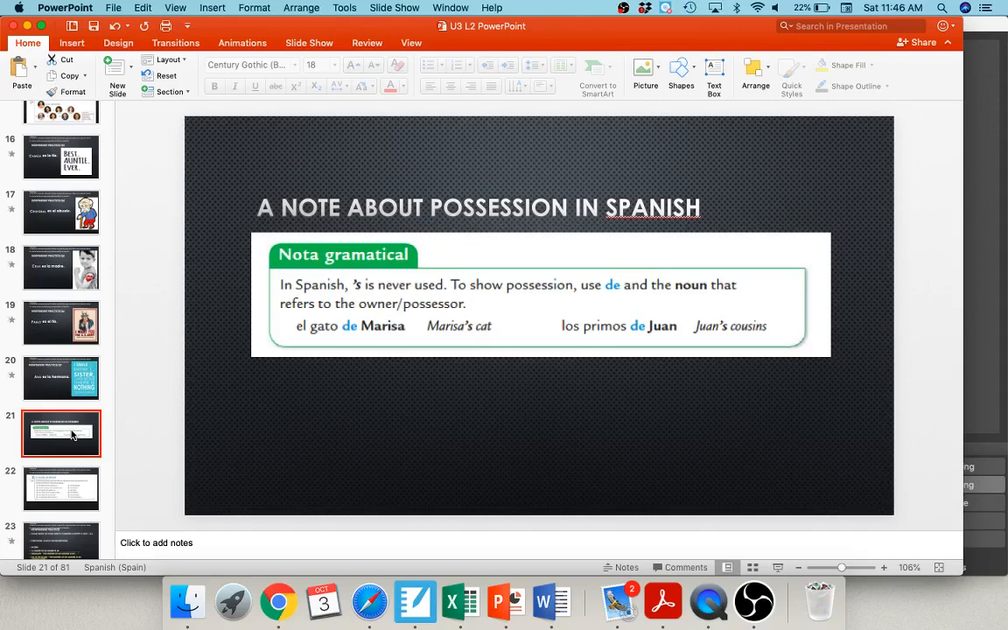Notice when we were talking about Rodrigo's dad or Rodrigo's grandpa, we didn't say Rodrigo apostrophe S abuelo or Rodrigo apostrophe S padre. We didn't do that. We said the father of Rodrigo, the grandpa of Rodrigo. That's because in Español, there is no apostrophe S. It does not exist. So if you want to say Maria's cat, you have to say the cat of Maria. El gato, or sorry, Marisa's cat, the cat of Marisa. El gato de Marisa. El gato de, the cat of.